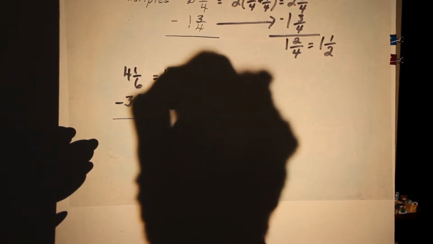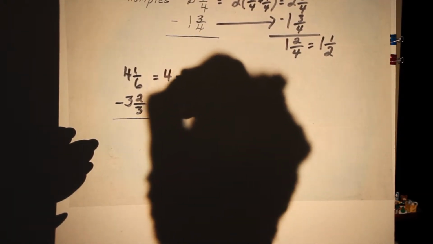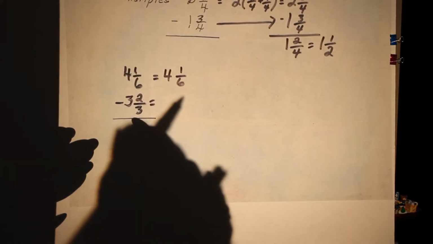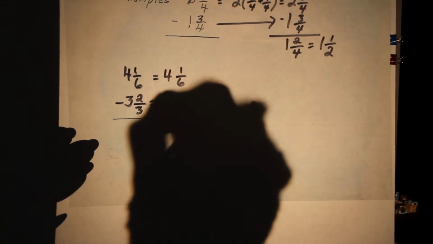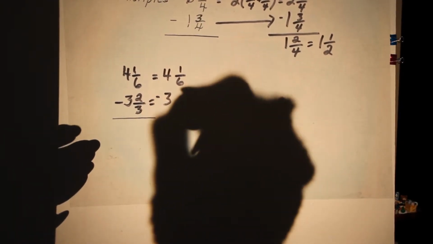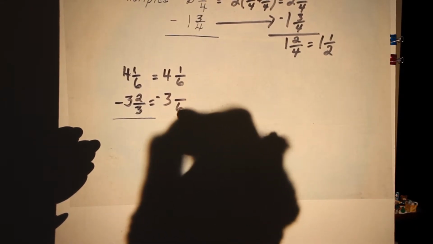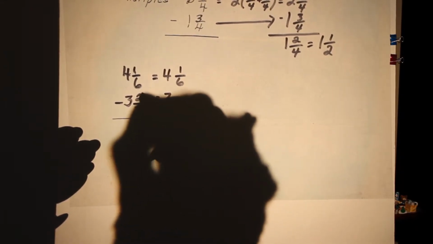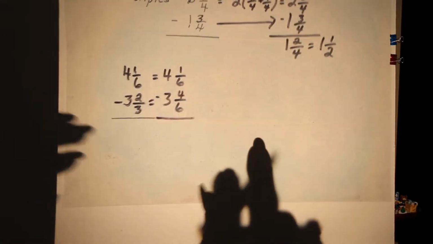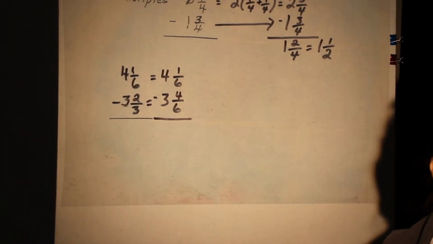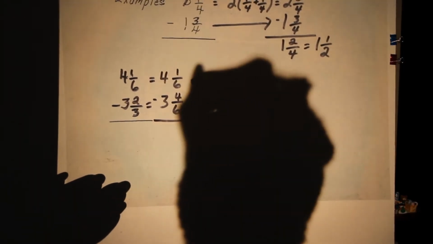So we need to start with that operation. So I'm going to keep the 4, the whole number. I'm going to keep the 6 because 3 will go into 6, 6 will go into 6. So I end up with subtract 3, and if I end up with a 6 here, I multiply 3 times 2 to get 6, so I have to multiply 2 times 2, and that will give me 4. My only problem is I can take 3 from 4, but I can't take 4 from 1. So I'm going to have to borrow.